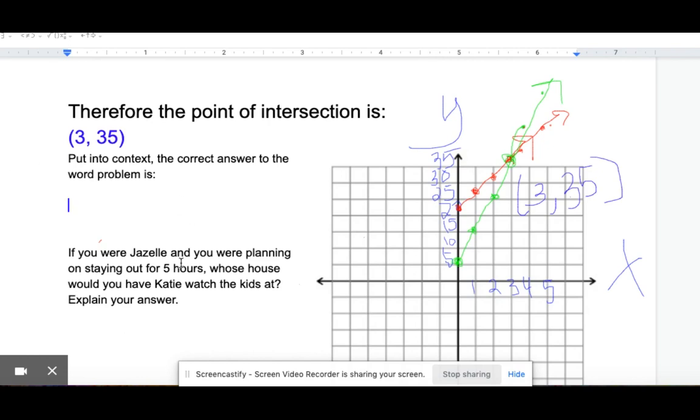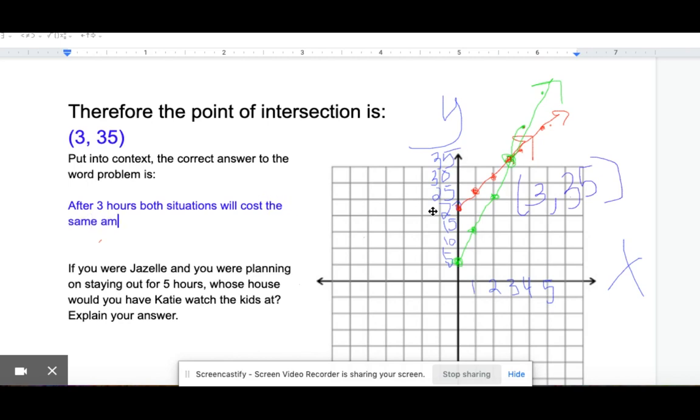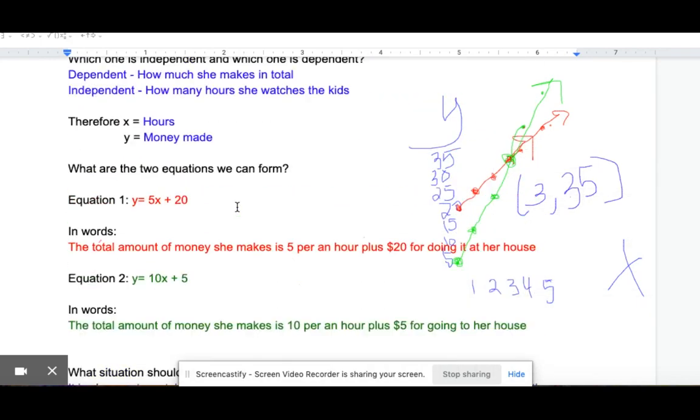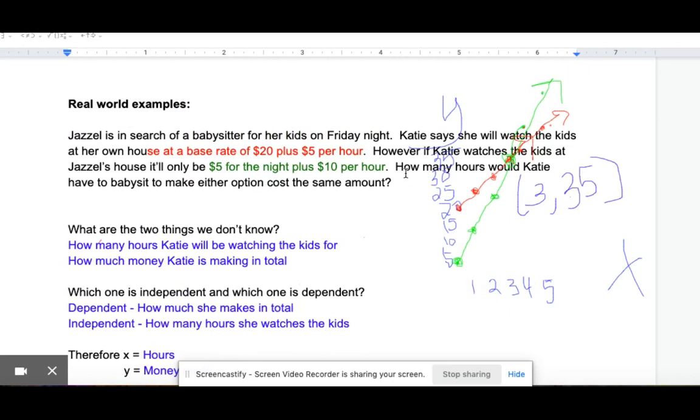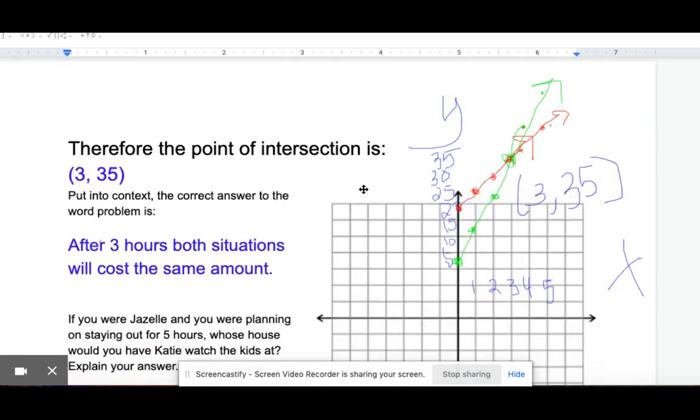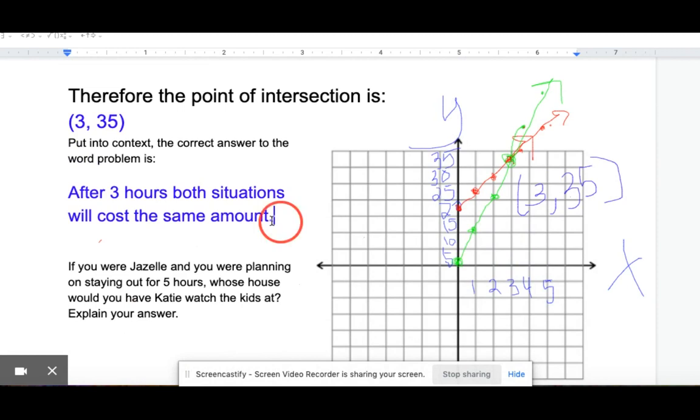So because we're talking about her babysitting kids at her house for hours and getting money, the correct answer to the word problem is, after 3 hours, both situations will cost the same amount. So that's the solution to the system of equations, which asked me all the way up in the beginning, how many hours would Katie have to babysit to make either option cost the same amount? And this is the answer, that after 3 hours, both situations will cost the same amount.